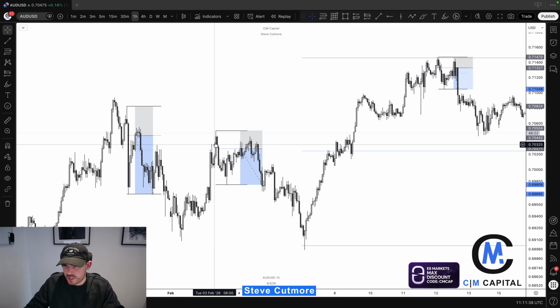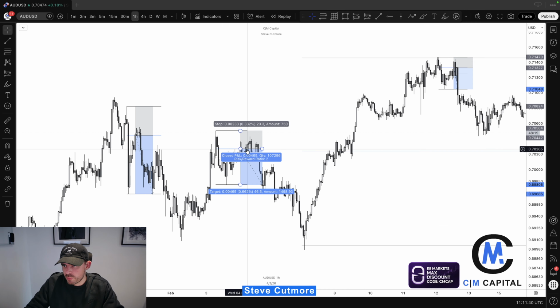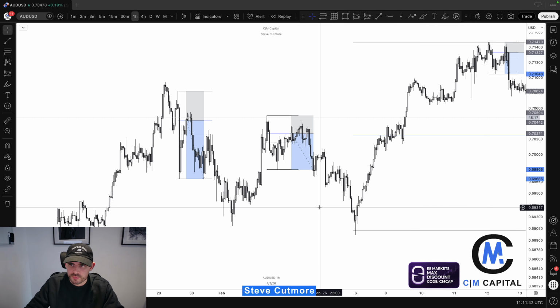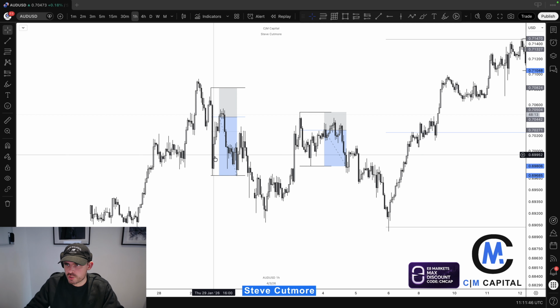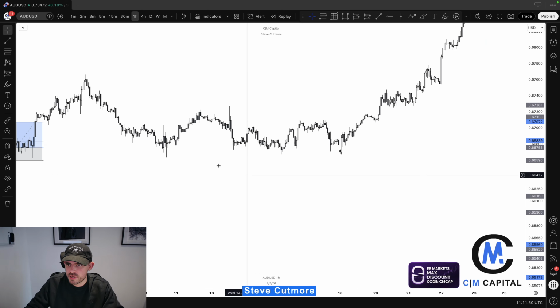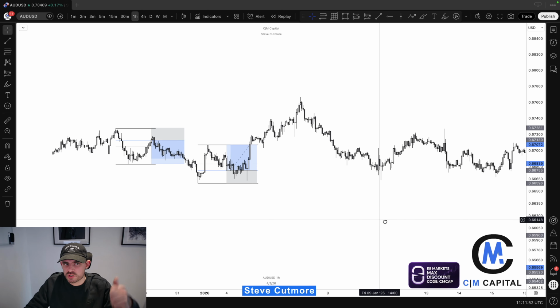Same thing, liquidity sweep, push down, break structure, pull back, enter, done. Quick. Continuation model, push down, break structure, pull back, enter, push down, done. Very simple. We're just looking for that zigzaggy style in the market.